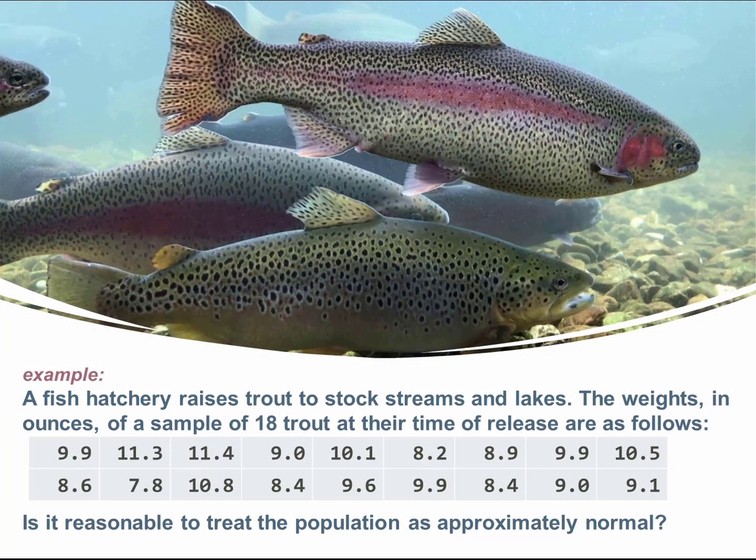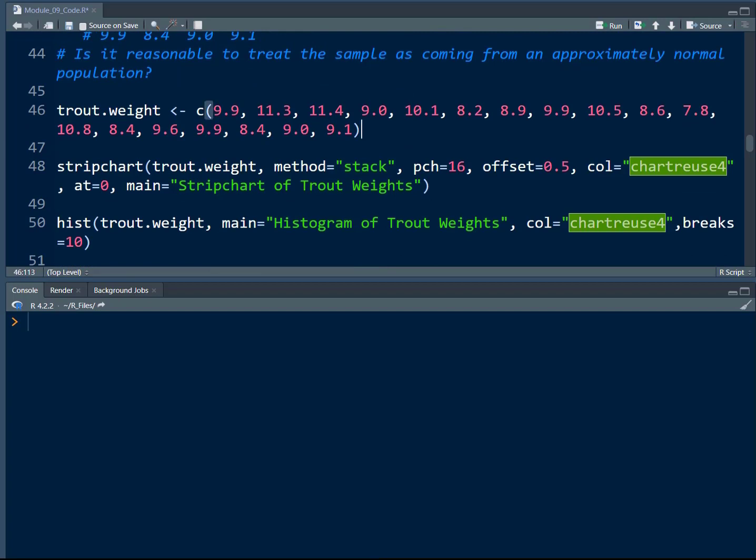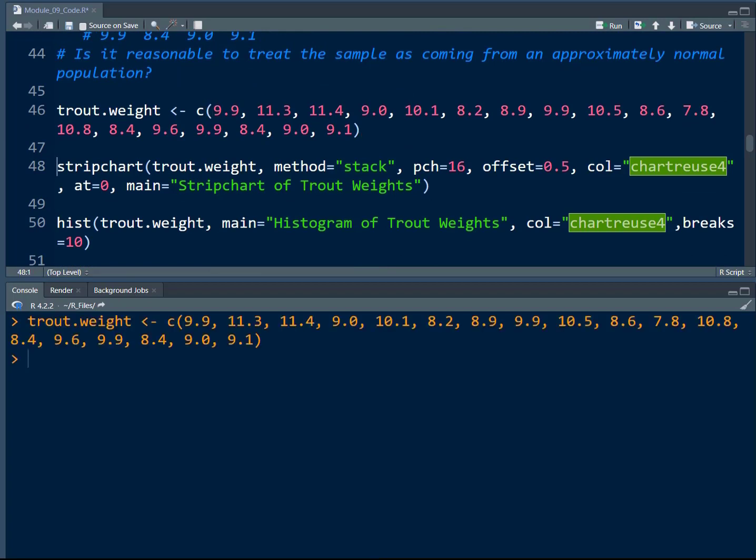Okay, we're going to jump into an example. A fish hatchery raises trout to stock streams and lakes. The weights in ounces of a sample of 18 trout at their time of release are as follows. We want to know, is it reasonable to treat the sample as coming from an approximately normal population? Let's start by loading the data into a variable named trout.weight. Now I'm going to take this approach of assuming that the population of trout weights is normal unless I see something in the sample that causes me to abandon that assumption.